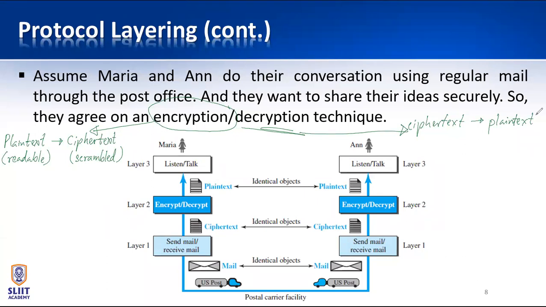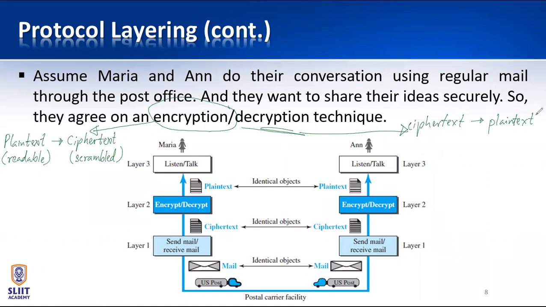So why do they do that? Because they want a secure communication method. They want to have a secure communication process. So that's why they are using this encryption and decryption process. Otherwise, it's not compulsory, right? But as you can see, this communication between Maria and Anne has become a very complex process.